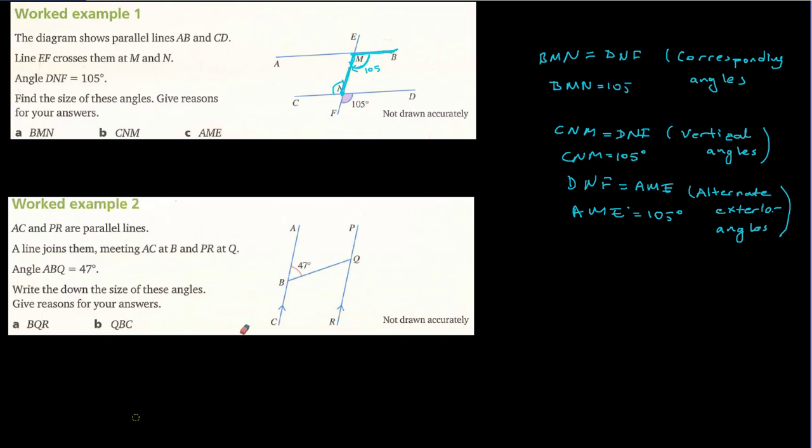Okay, let's continue with the second exercise here. AC and PR are parallel lines, as you see here with the arrows, and ABQ is 47 degrees. We'll write down BQR and QBC. BQR. Here I'm talking about this angle, BQR.